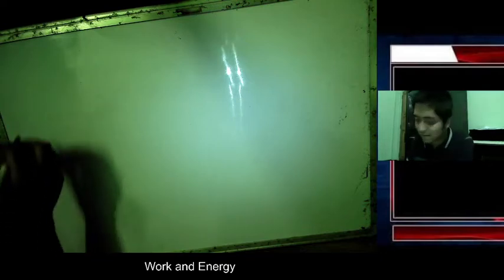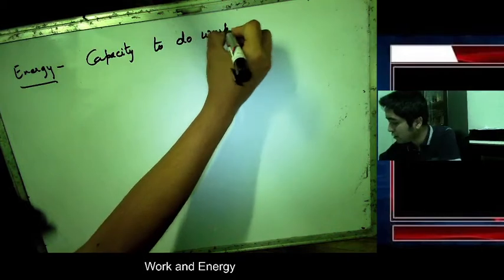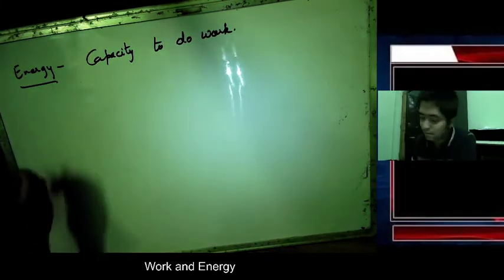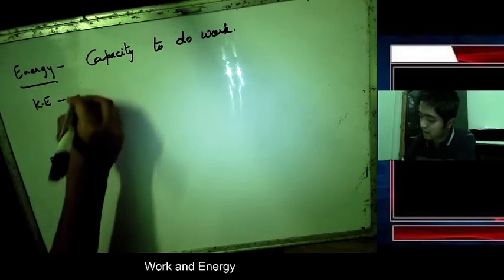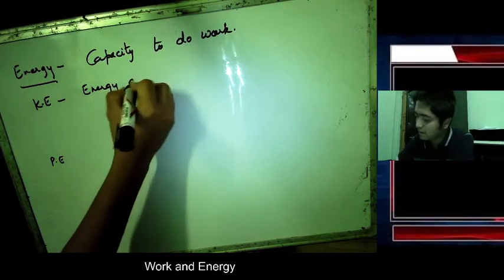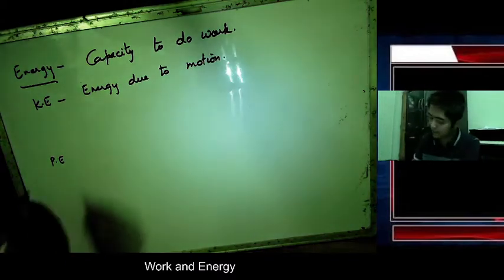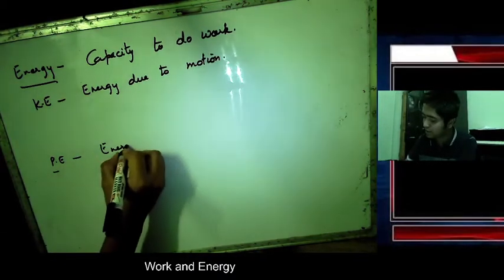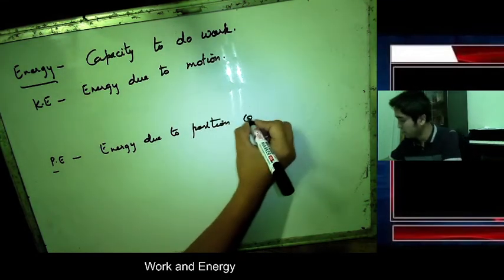Now what we will discuss now is about energy. Energy, I will just define it very simply as the capacity to do work. So if you remember, there are two types of energy, the kinetic energy and the potential energy. Kinetic is energy due to motion, and potential is energy due to position or configuration.